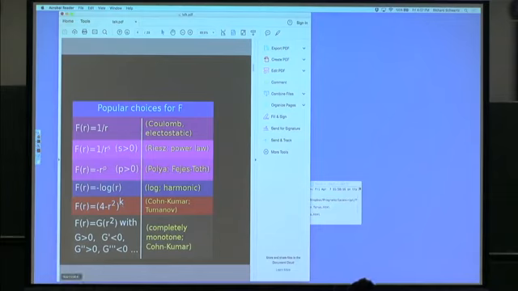Then there's this family of potentials where the function is positive, its first derivative is negative, its second derivative is positive, and so on. These are called completely monotone. I guess f of r should be g of r squared, and g has this property. So this is a natural class of things to consider. These are some popular choices.